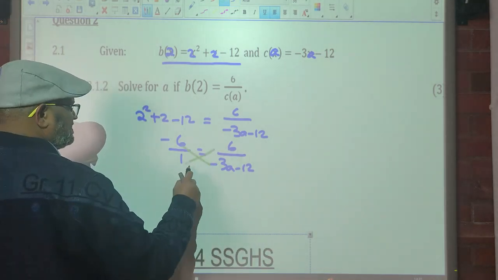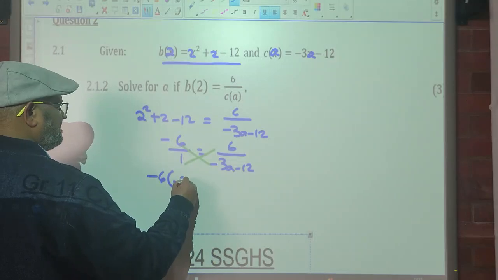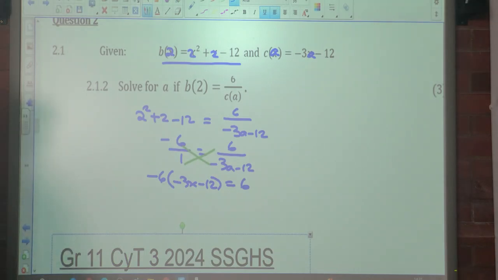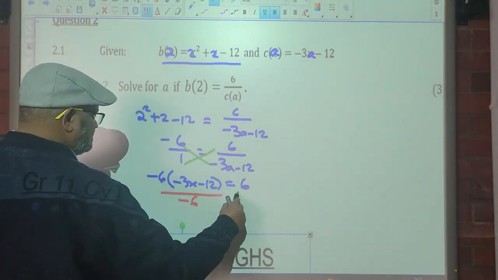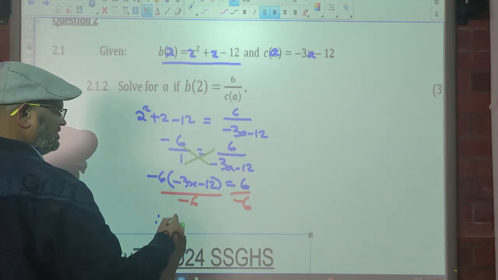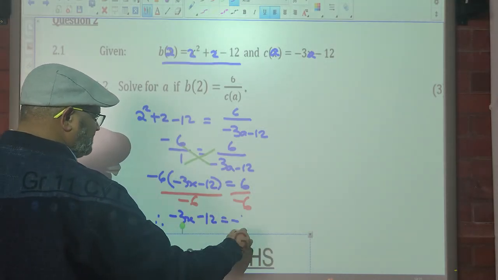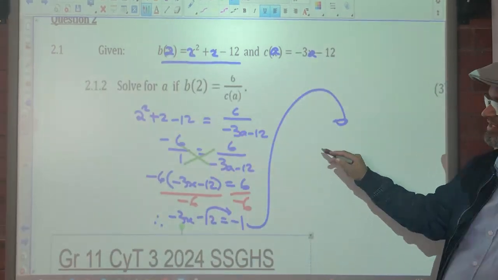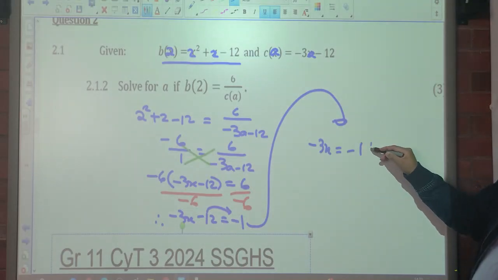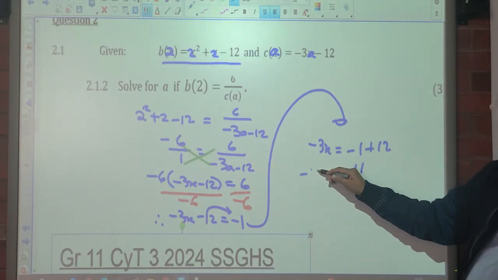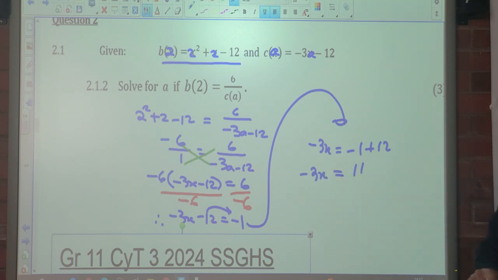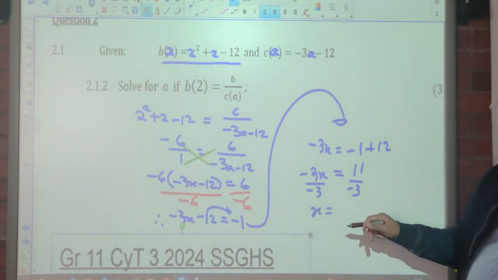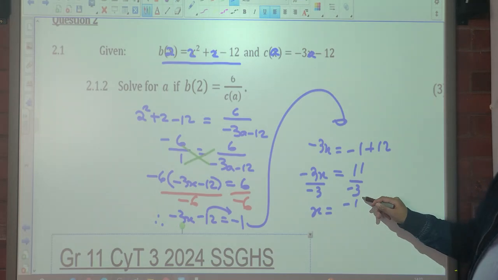In pursuit of calculating a, I cross multiply. So it's negative 6 times negative 3a minus 12 is equal to 6. Divided by negative 6 both sides. So therefore, negative 3a minus 12 is equal to negative 1. Negative 12 over the equal sign gives us negative 3a equals negative 1 plus 12, which is 11. How do I get a on its own? Divide by negative 3 both sides. You get full marks for your test.